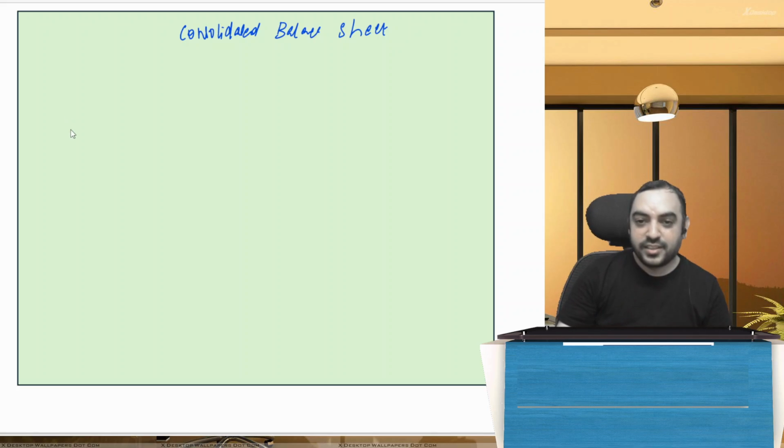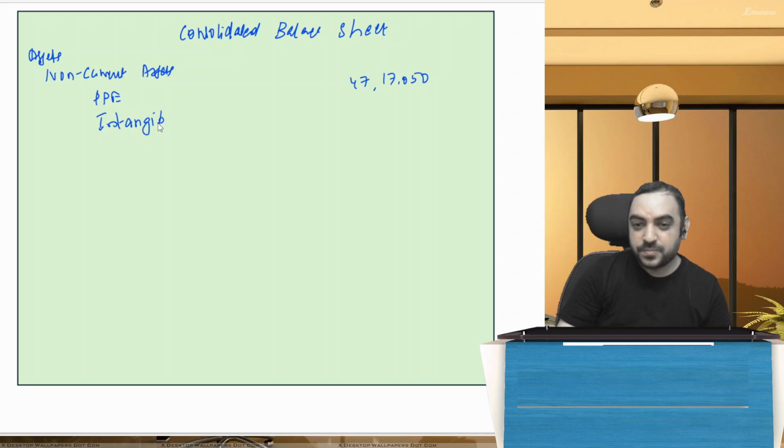Coming to the asset side, we have non-current assets. PPE, for which you have done the working note just now, 47 lakh 17,000 something. Then intangibles, that is goodwill, again we have done the working note, 1,85,000.